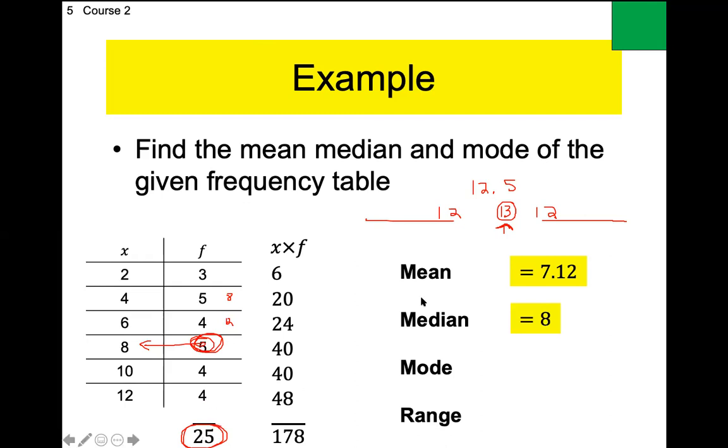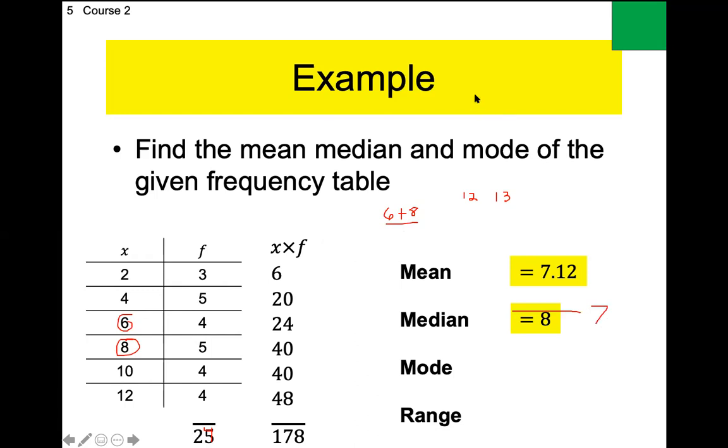We like odd numbers. If this had been an even number, I'm going to erase everything. Let's say the frequencies added together were 24. What would it look like? You still take half of it. Half of 24 is 12. So we need the 12th and the 13th number. The 12th number is 6, since 3 plus 5 is 8 plus 4 is 12. And the 13th number would be 8. So that would be 6 plus 8 divided by 2. 14 over 2, so the median would be 7.